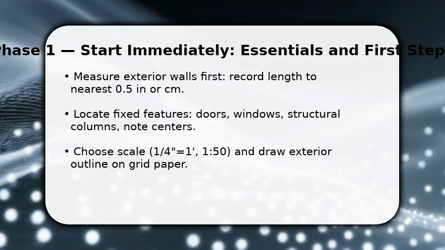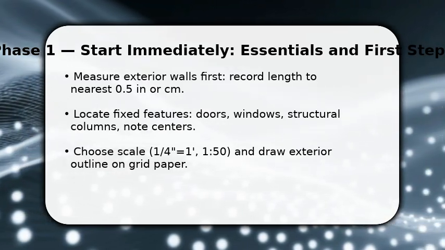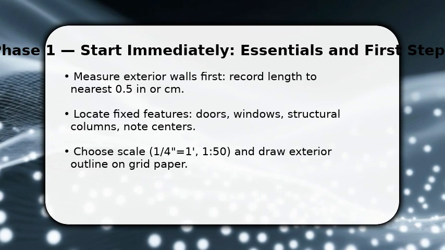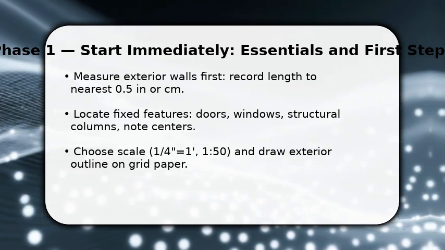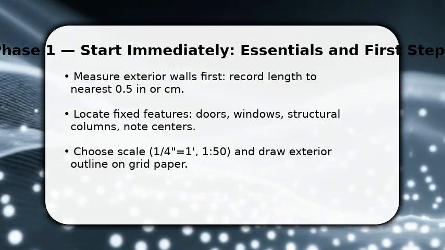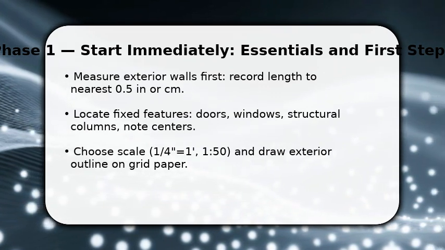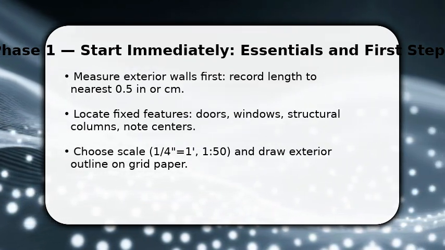Enjoy the video. You begin by measuring the room perimeter and key features. Use a tape and mark each wall to the nearest 0.5. Once that's done, sketch the exterior outline on graph paper using a chosen scale. For example, 1/4 = 1.